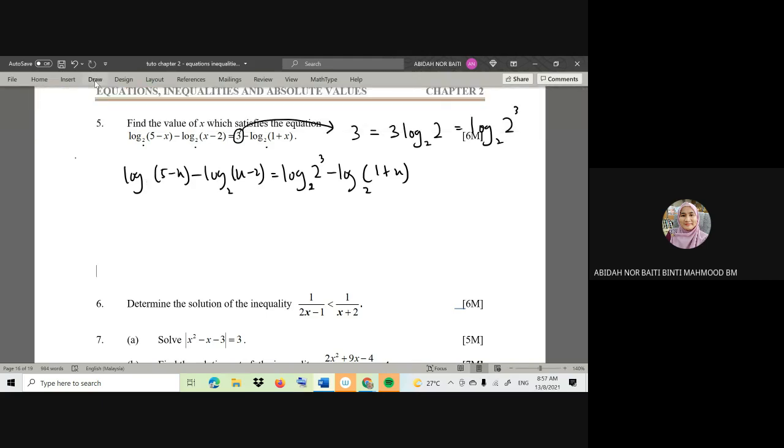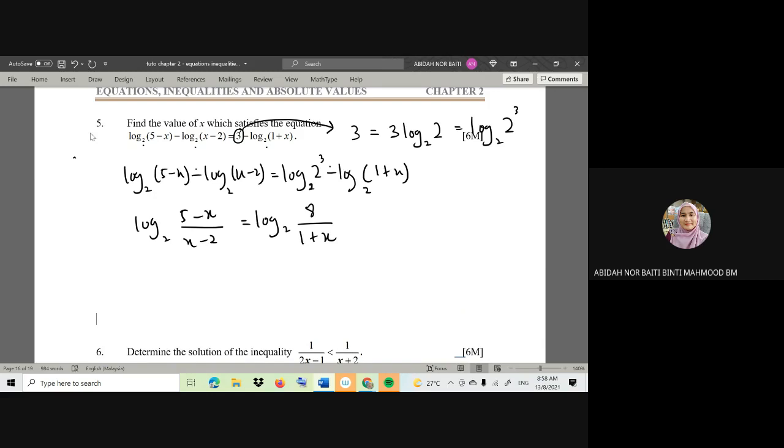We can apply law number what? Number 2. Number 2 untuk minus ni ya. So law number 2 is 5 minus x over x minus 2 base 2. So dia jadi single log ya. Multiply, divide, log become single ya, ingat. Over 2 cube. 2 cube is 8 over 1 plus x. Okay, terus cari value dia lah 2 cube.